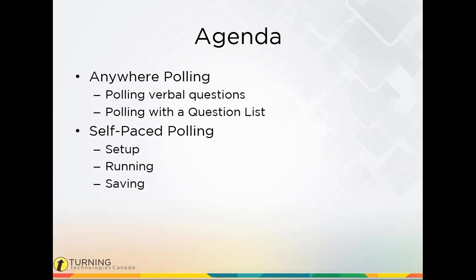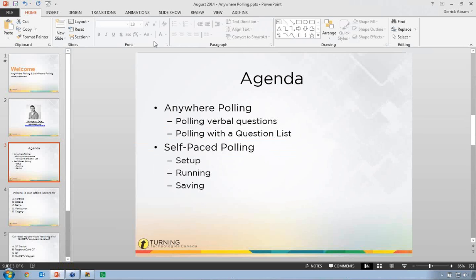So our agenda for this session, we are going to be looking at Anywhere Polling. And we're going to be looking at how to poll verbal questions and how to poll with a question list and how to create that question list. And then we're going to move over and have a look at self-paced polling, and we're going to look at how to set that up, how to run a self-paced test, and then how to save the data once you're done. So today's session, in comparison to some of the other ones, there's not as many little bullet points on the agenda, which is always a nice thing to see.